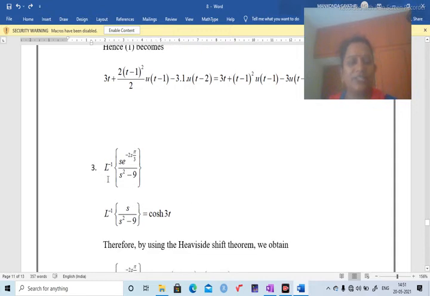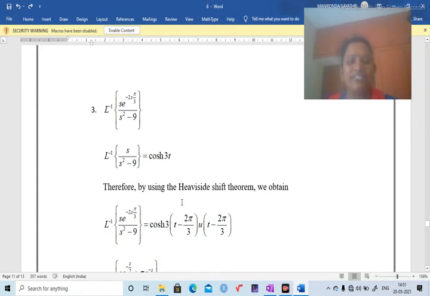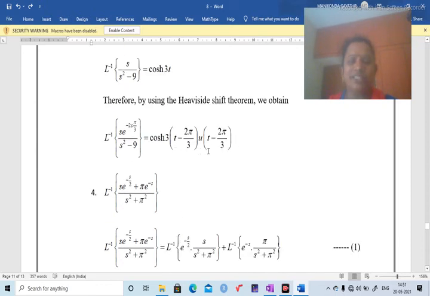Next question, L inverse of s into e power minus 2s pi by 3 over s square minus 9. Here also I am taking only s by s square minus 9. This is equal to cosh 3t. By using the Heaviside shift theorem, the L inverse of s into e power minus 2s pi by 3 divided by s square minus 9 equals f of t minus 2 pi by 3 into u of t minus 2 pi by 3. Here f of t is this one. So f of t minus 2 pi by 3 is this one. This is the final answer.